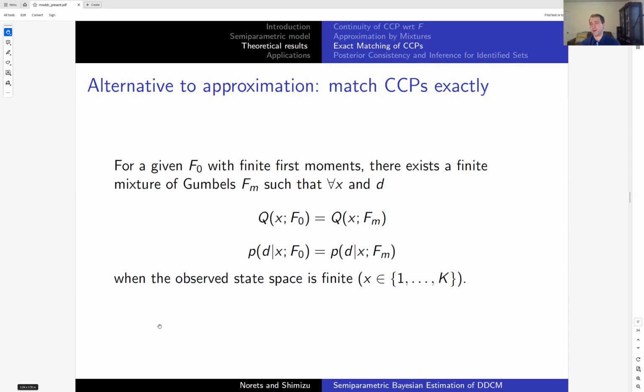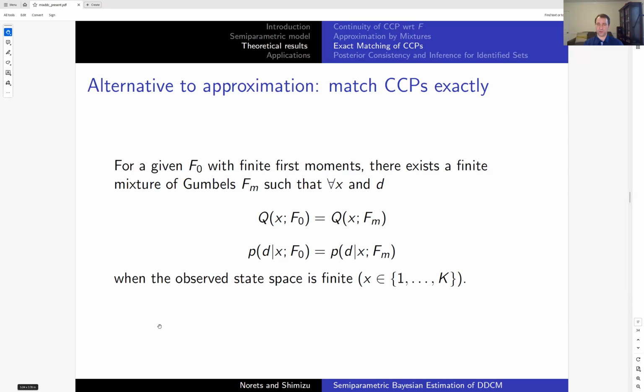So start with some arbitrary F0 distribution of epsilons, and we can find a finite mixture Fm that's going to result in an exact match of this Emax function and the conditional choice probabilities. So we have these two types of approximation results, if you will, at least for finite X.